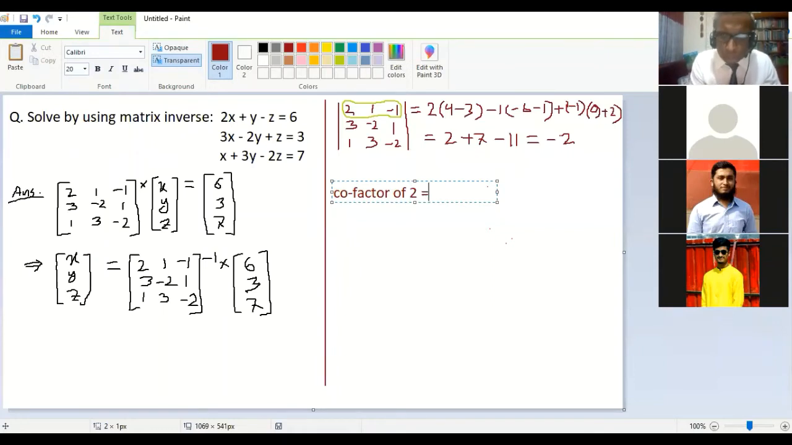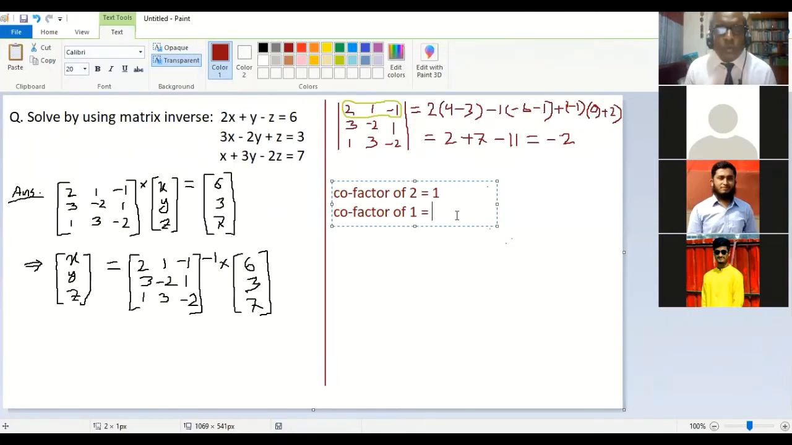Sir, can I ask you a question? Yes. Sir, yesterday we took the first column, but today the first row. Why is it? That is why I want to show you that you can choose any row or any column. So you can choose first row or first column, second row or second column, third row or third column, any one. Finally you will get the same result. Every time you will get the minus 2 answer. So that is my point. Today I am showing in a different way.